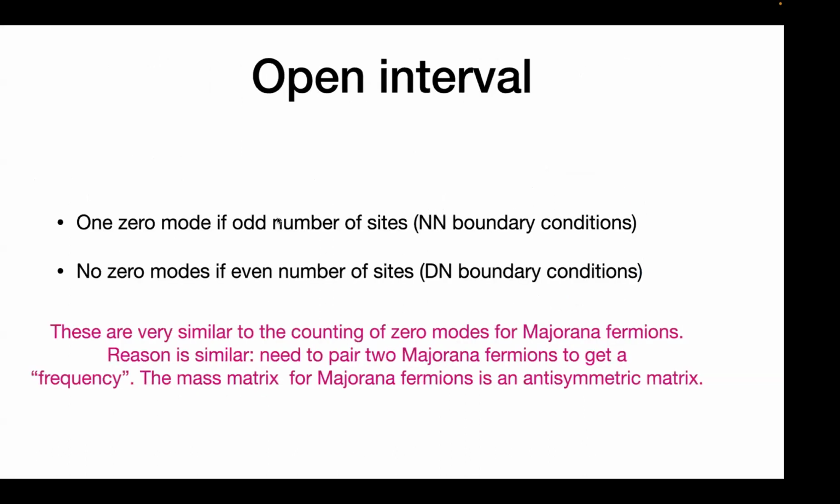If you do things on an open interval with an odd number of sites, there will always be one zero mode, and these are like Neumann boundary conditions.